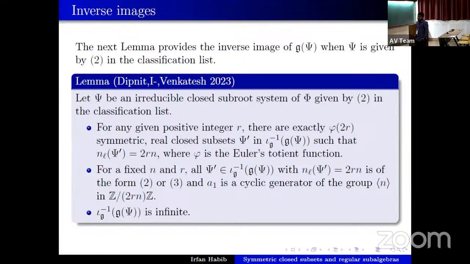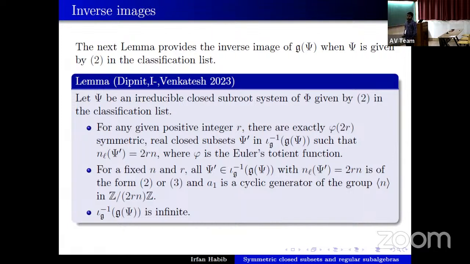So now here comes the question. Since we have proved that the map is not injective, we can try to answer the question: what will be the pre-image? This lemma answers it. Given any positive integer R, there are exactly phi of two R symmetric real closed subsets in the inverse image such that the integer corresponding to the long root is equal to twice R of n. So if we fix some R, you will get exactly this many symmetric closed subsets.